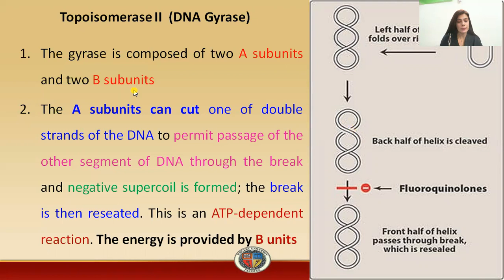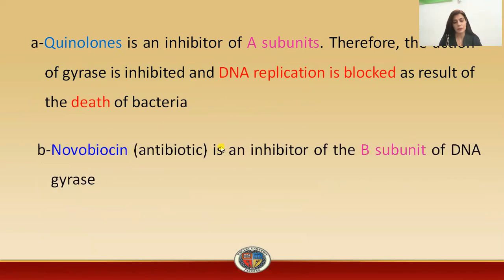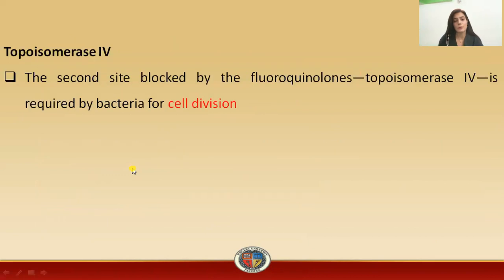Now, coming towards the next slide, the conclusion is that these quinolones are basically the inhibitors of the A subunit. By this mechanism, they will inhibit the DNA replication and result in bacterial death. Now, what is the drug that will inhibit the B subunit? This is novobiocin, an antibiotic.